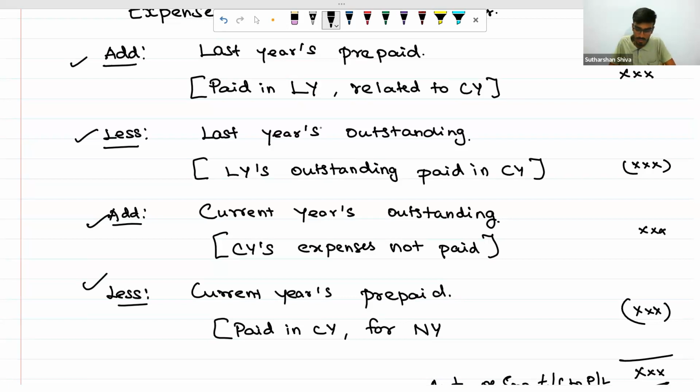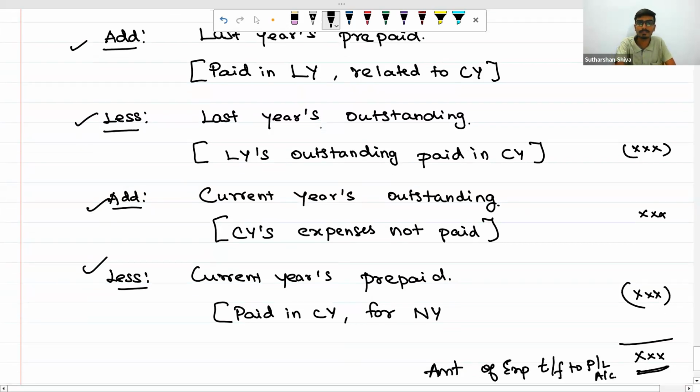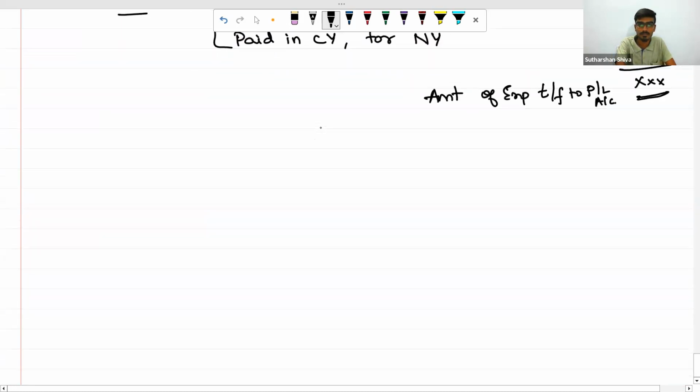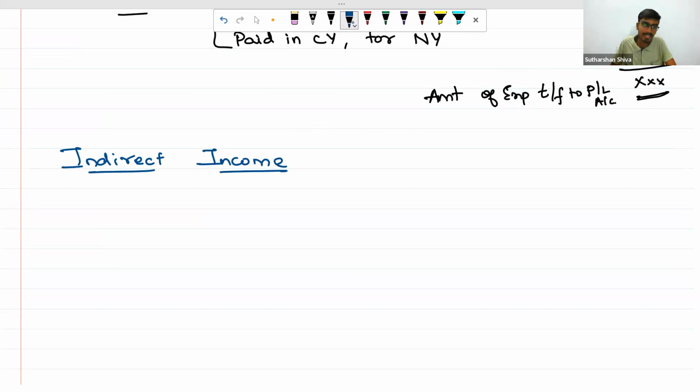So we'll go to the next part, that is related to indirect income. What is an indirect income? Any income which is other than sales. What are those incomes which are other than sales?